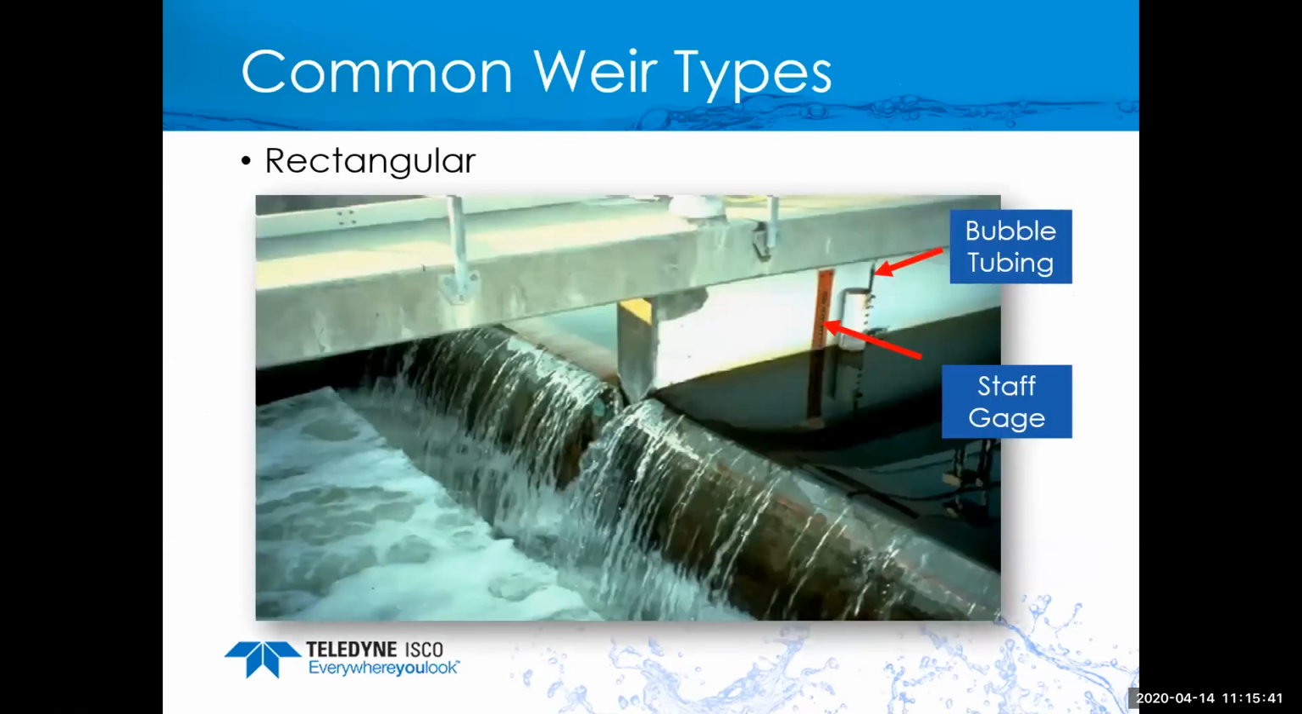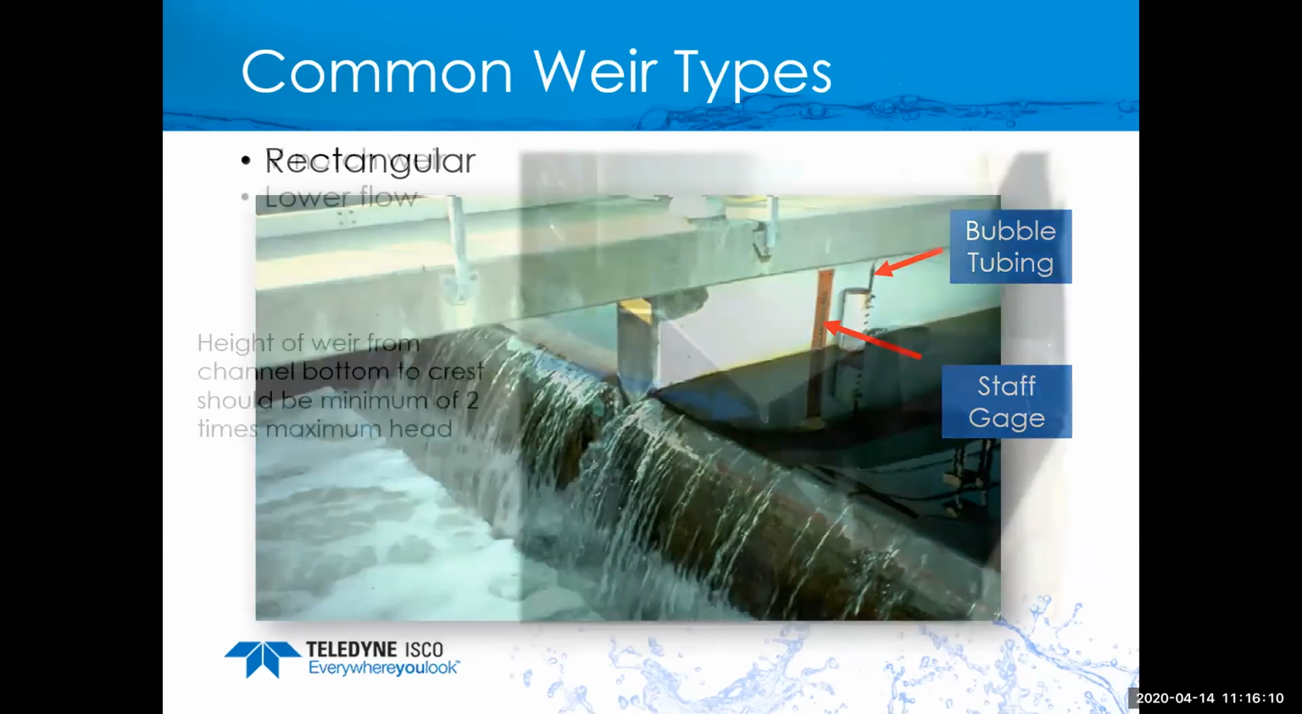Now here's an example of a common weir type, a rectangular. With this one, you notice it has a staff gauge on the side of it. That staff gauge is set to the 0 point at the top of the weir, the crest of the weir, to make it easy for calibrations. This one we're using a bubble tube to read the level, but you could also use an ultrasonic sensor or a radar level sensor to read the level and calculate the flow.